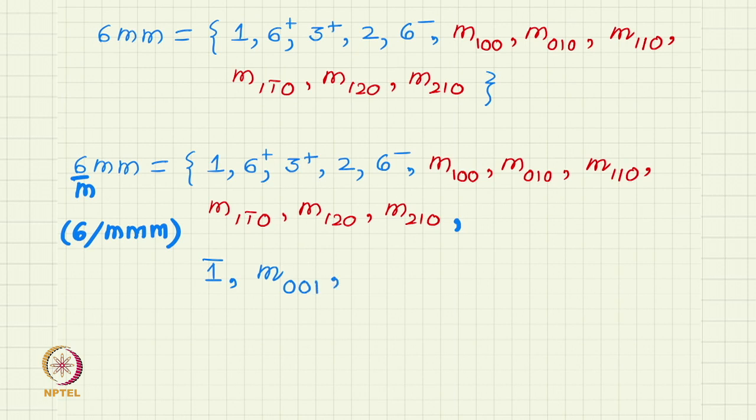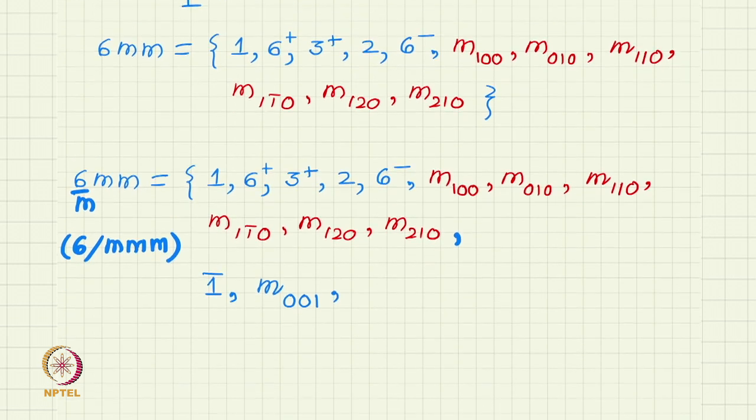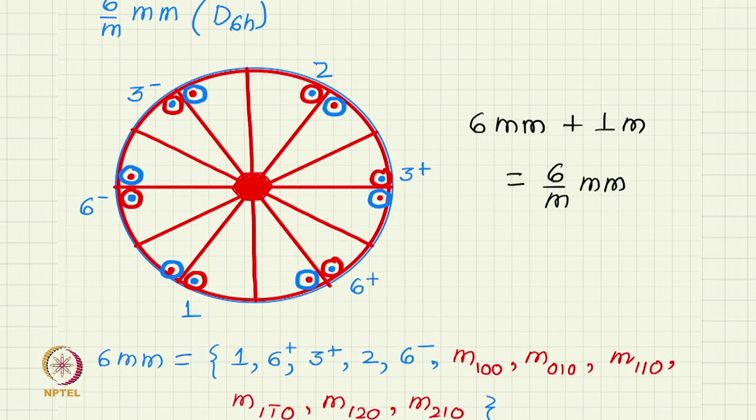This is the horizontal mirror. Its normal is vertical, so it is designated 001. So these two operations come. Because of this horizontal mirror, there will be all these new two-folds which will be coming, and you can see that now in this diagram there are 6 new horizontal two-folds.